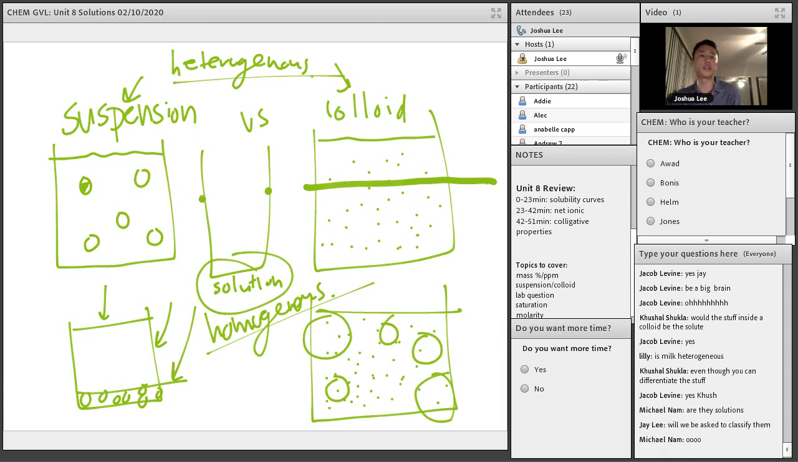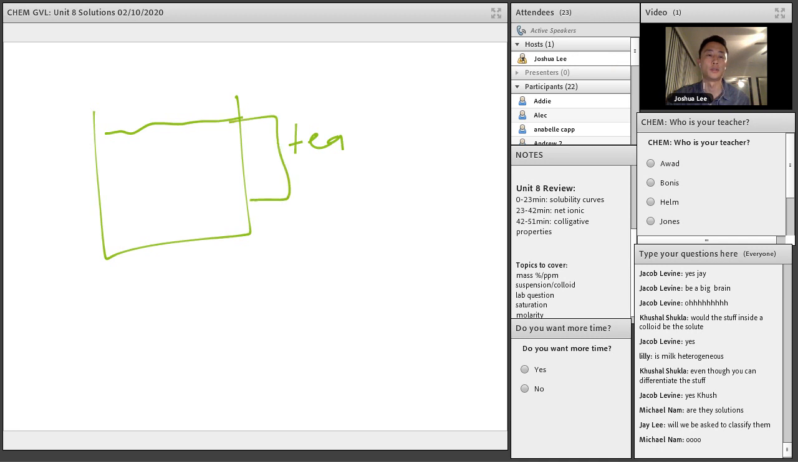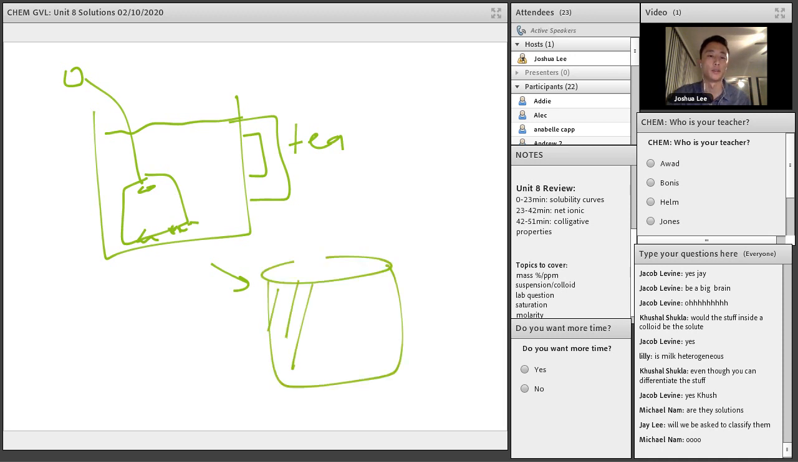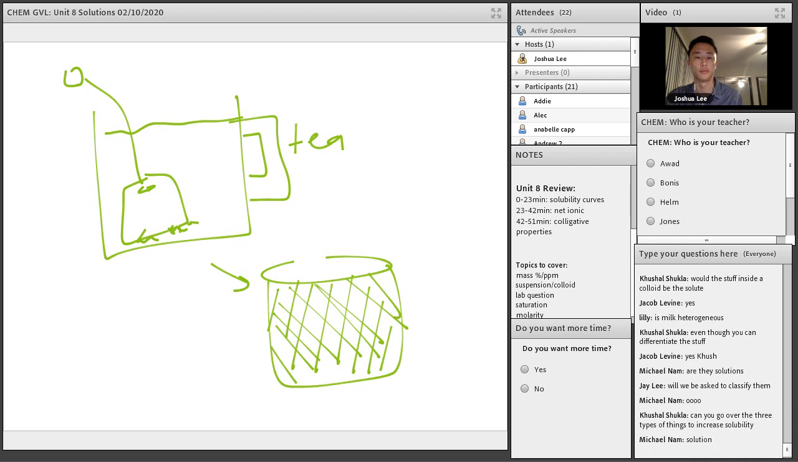You will be asked to classify them. You might be asked to do that. So if you had tea, you add the tea, and you see the tea starts to steep, and over time, let's say you mix it, and you take the tea bag out. What would tea be considered, a solution or a mixture? Yeah, this would be a solution.